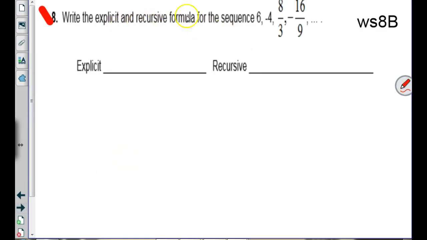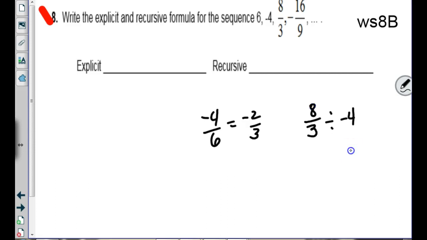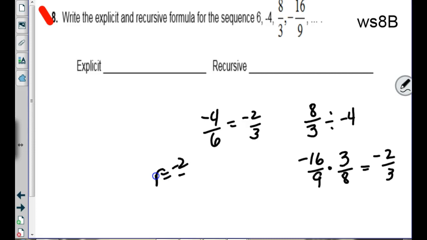It says here's a sequence. Can anybody tell what R is? Do you remember how to find R? Yes, so negative 4 over 6 is negative 2/3. If you try 8/3 divided by negative 4, math, enter, does it give you negative 2/3? So you take this term divided by this term. If you take negative 16/9 and you divide it by 8/3, which would be multiplied by 3/8, you do get negative 2/3 as well. All right, so R is negative 2/3.